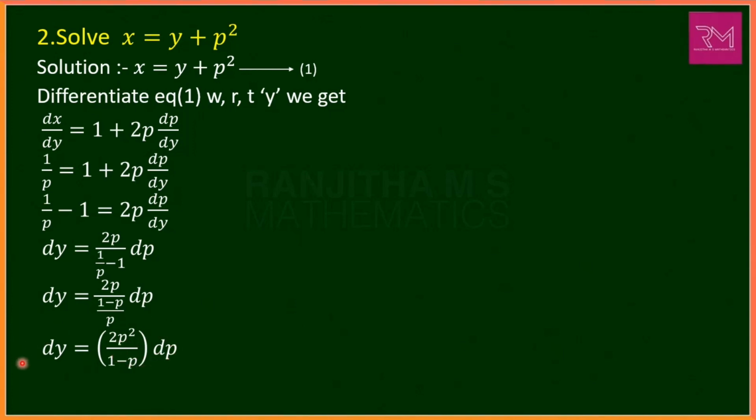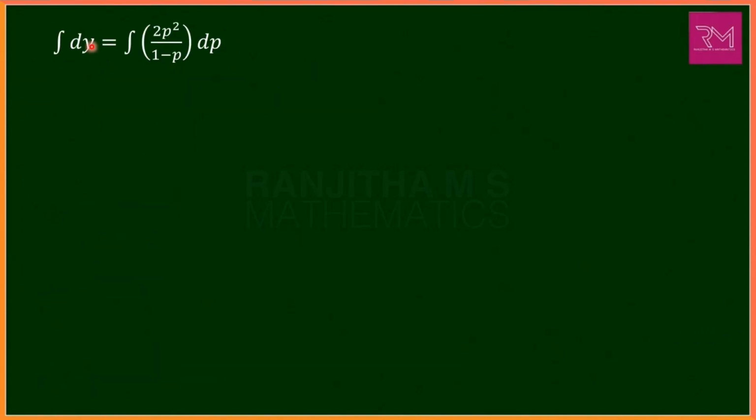Here this is an equation which contains y on one side and p on the other side. Now we can integrate with respect to p and y separately. We get integration of dy equal to integration of 2p square by 1 minus p into dp. Here in the right hand side we have to integrate 2p square by 1 minus p. If we take 2 outside the integration, the remaining is p square by 1 minus p.